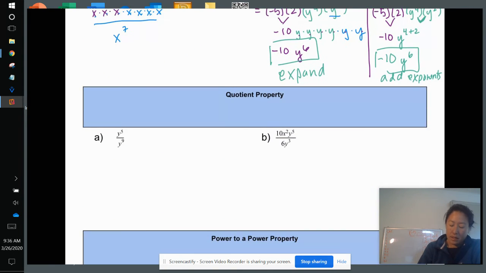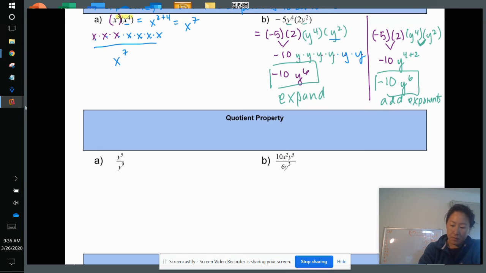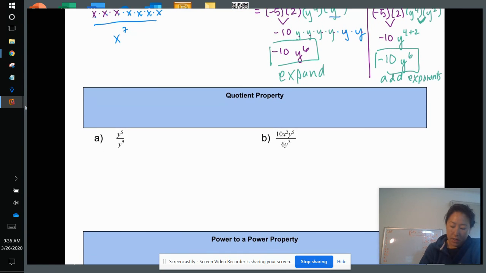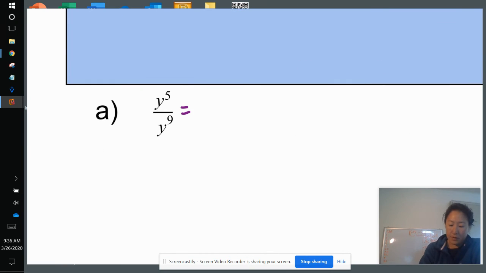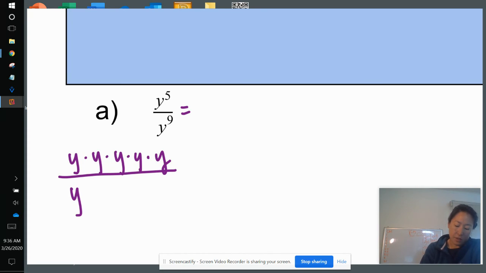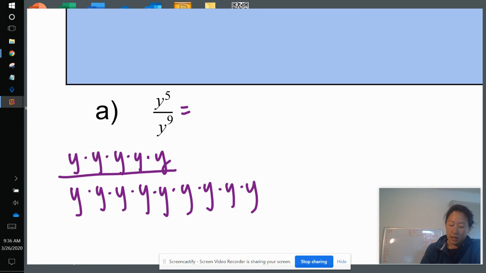All right. Next, quotient property. Quotient property, we're going to expand this first. So this is y times y times y times y times y, 5 times. And in the denominator, we have y times y times y times y. How many times? That's right, 9 times. That's 6, 7, 8, 9.